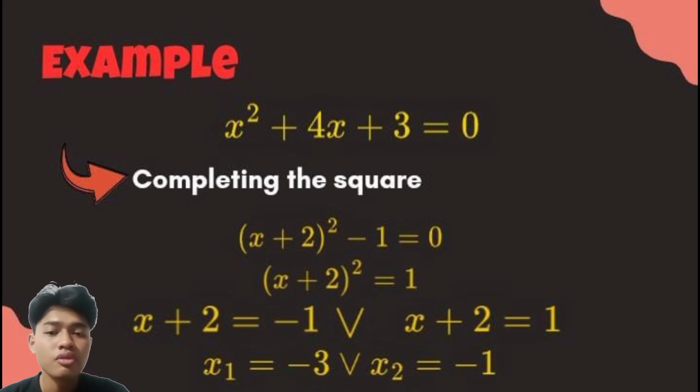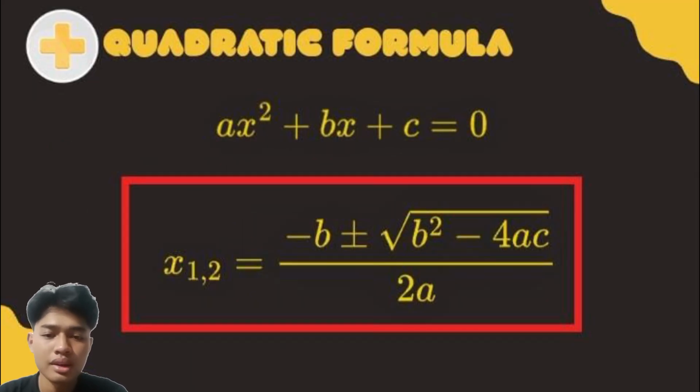So from x squared plus 4x plus 3 is equal to 0, we can write (x plus 2) squared minus 1 is equal to 0. So at the end, we know that the solutions of this quadratic equation are -3 and -1. Okay, the last method is the quadratic formula.